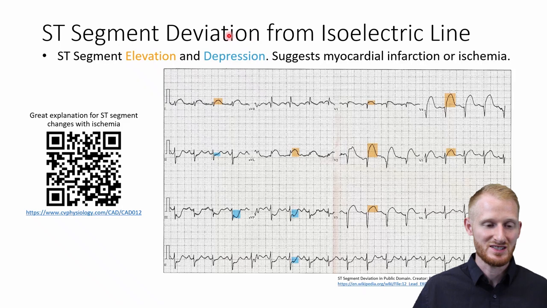The next abnormal finding on ECG on our list, actually we're going to do two together here, so we have ST segment deviation, both elevation shown with these sort of gold yellow highlights and depression shown by the blue highlights.